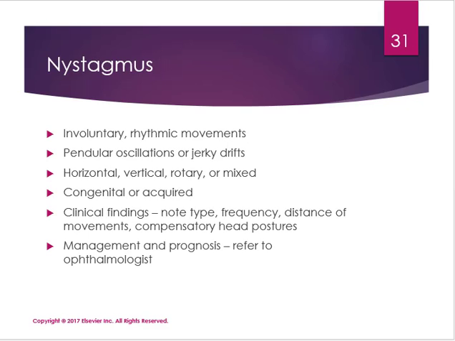So nystagmus is the presence of involuntary rhythmic movements in the eye. When assessing for nystagmus, it's important to know as much about the movement as possible. Is it up or down? Is it sideways? Is there a certain amount of oscillations per time? The distance of movement? Does the posture of the head change? These patients are ones that need to be referred to an ophthalmologist, but you can provide a lot of information before they are referred.